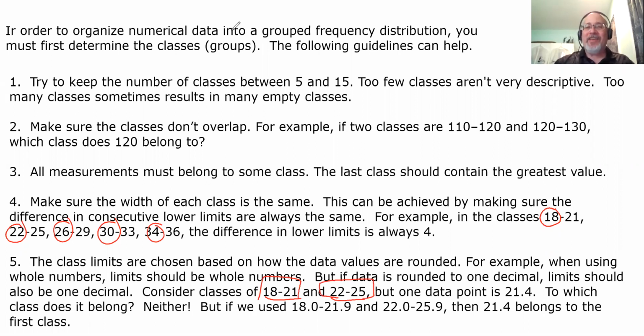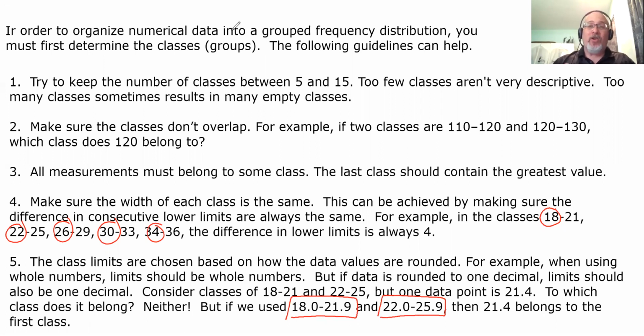Classes will naturally have a gap between them, but we need to make sure the gaps are small enough so that no numbers fall in between. And the easiest way to do that is to make sure the limits of your classes have the same number of decimal places as the data points that you're organizing. So if our classes instead were 18.0 to 21.9, accurate to 1 decimal place, and 22.0 to 25.9, then 21.4 would belong to the first class.